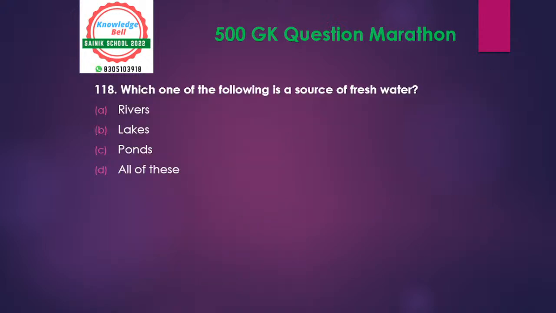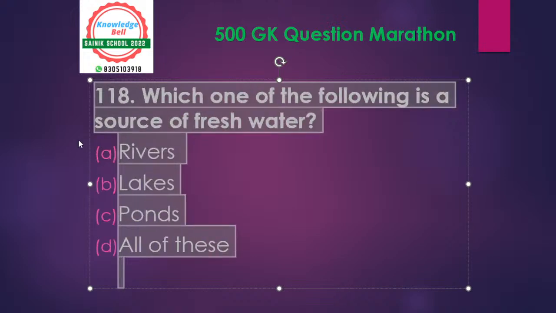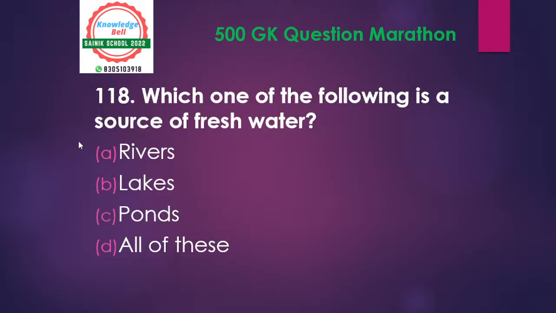Question number 118. Which one among the following is a source of fresh water? River, lake, pond, all of these. इनमें से fresh water का source क्या है? Which of these is a source of fresh water?